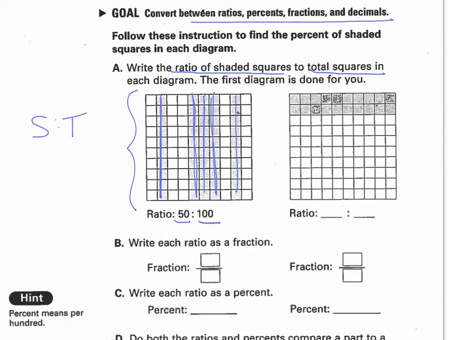The second diagram, I still have 100 squares. The top two rows of 10 are shaded. That is 20 to 100. Now I'm going to write them each as a fraction. It'll be 50 over 100 and 20 over 100.